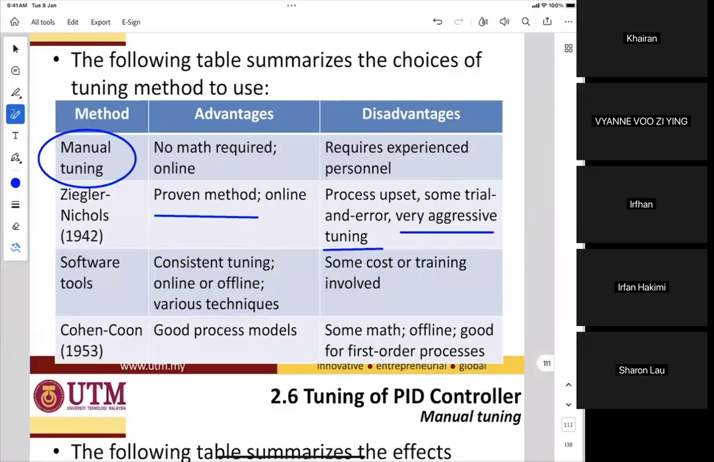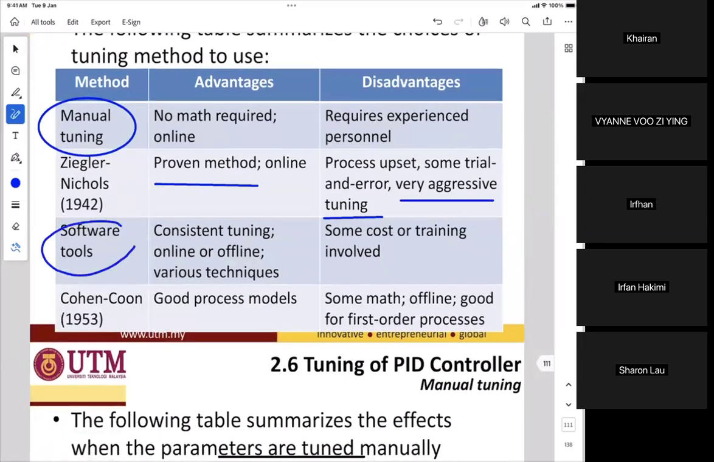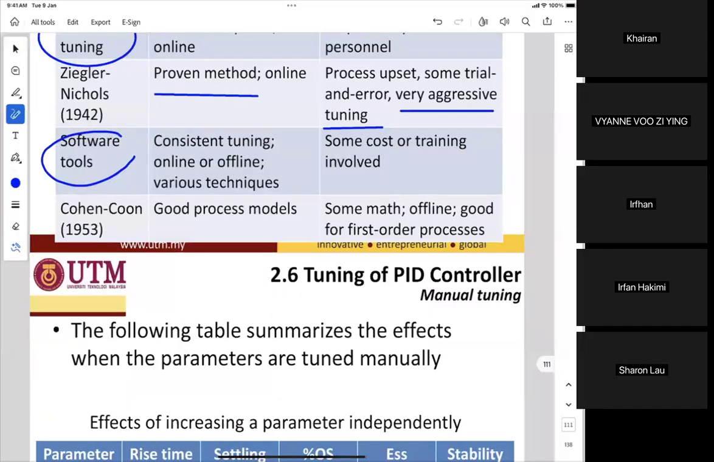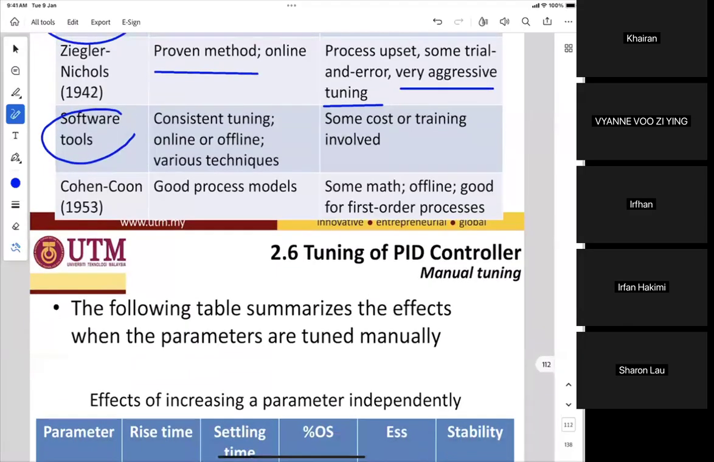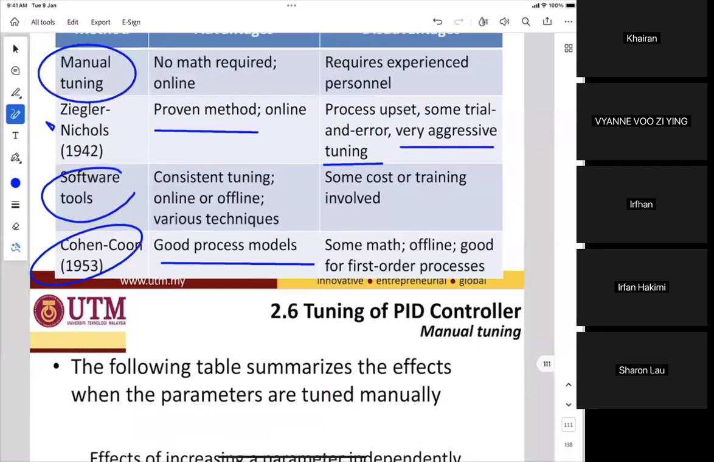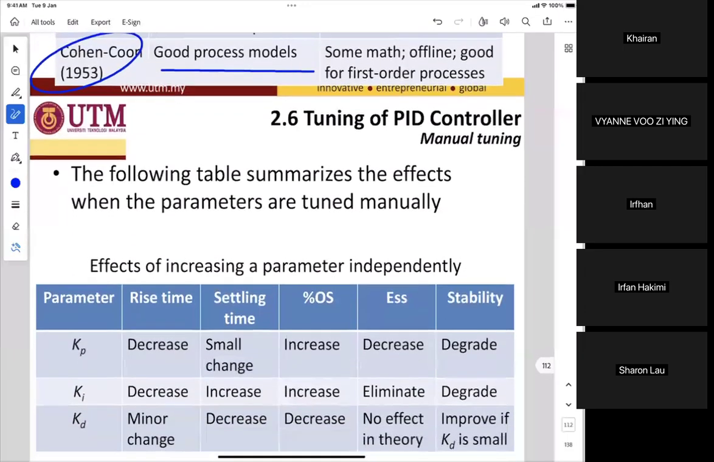The other one is using software tools. Software tools give consistent tuning, can be applied online and offline, and you can use various technique methods. There is some cost involved, such as licenses and training for trainers. The other method is Cohen-Coon, also for process models. There are a lot of models, so for this subject we only focus on the Ziegler-Nichols method.